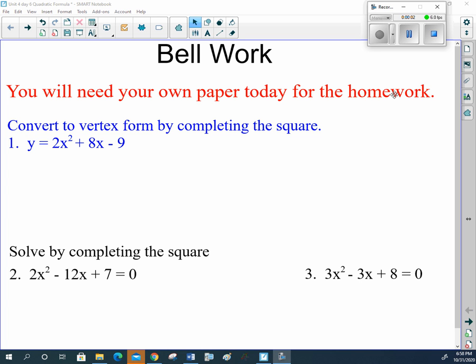Okay, this section we will be doing the quadratic formula. And so before we move into that, we're going to go ahead and do our bell work and we're going to review completing the square. So first of all, we're going to convert number one, y equals 2x squared plus 8x minus 9, into vertex form by completing the square.